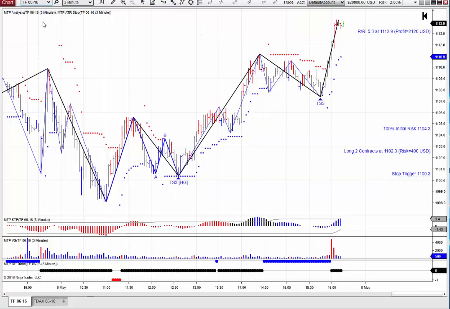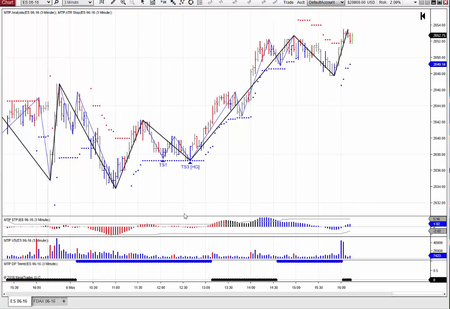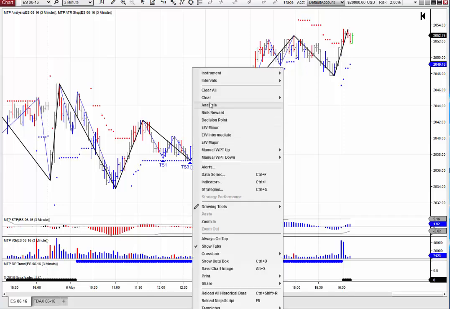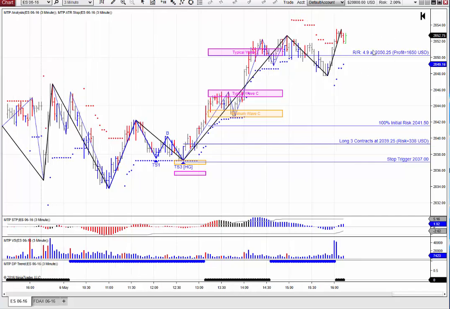So hopefully this has been a good example to highlight a couple of new features we have in our new NinjaTrader 8 add-ons, which is our new DP trend indicator and also our new Holy Grail trade setup. Remember, this is not called a Holy Grail because it has a high percentage of winners. It's called a Holy Grail because when the winners come through, they are much larger than the initial risks.